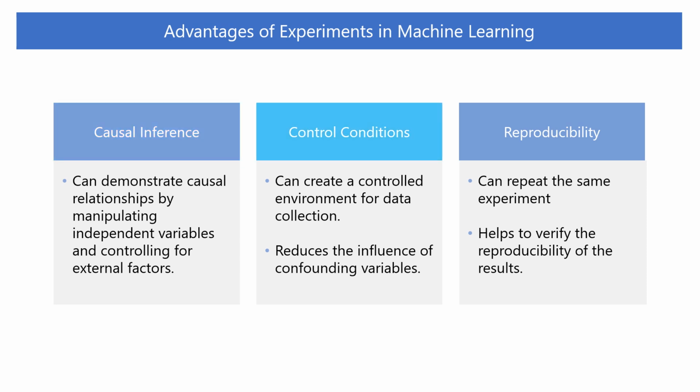Second, in experiments, we can control conditions. Experiments can create a controlled environment for data collection. This reduces the influence of confounding variables and allows for more accurate measurement of effects. The third is reproducibility. Others can repeat the same experiment because the experiment is conducted under predetermined conditions and procedures. This helps to verify the reproducibility of the results.